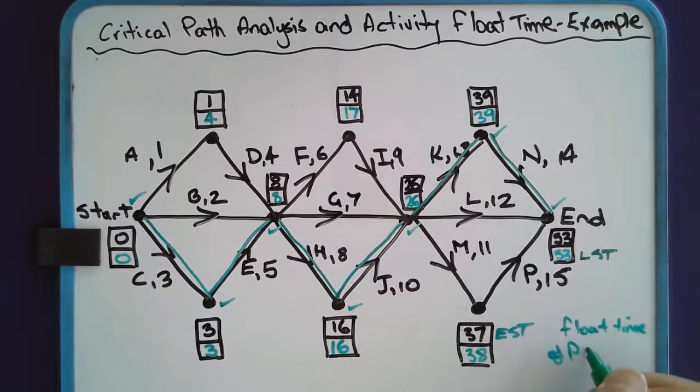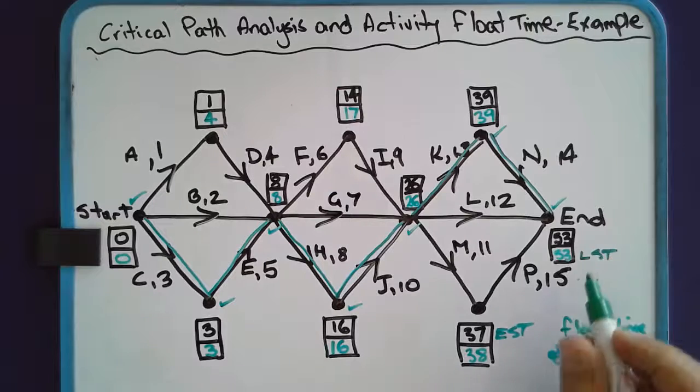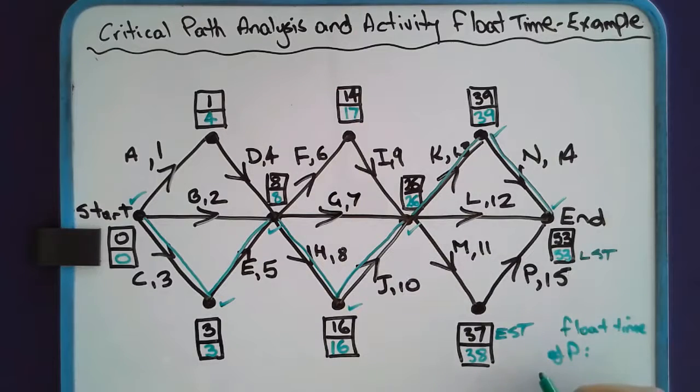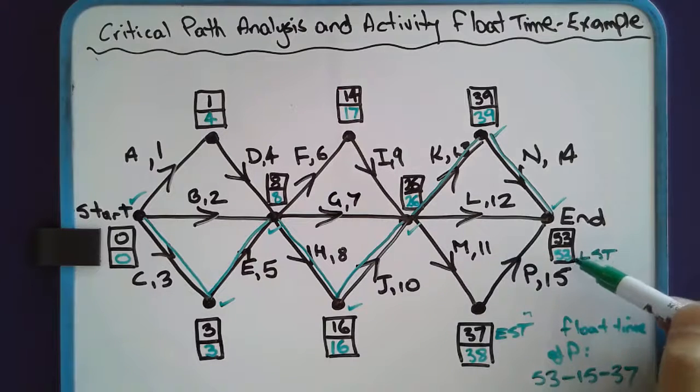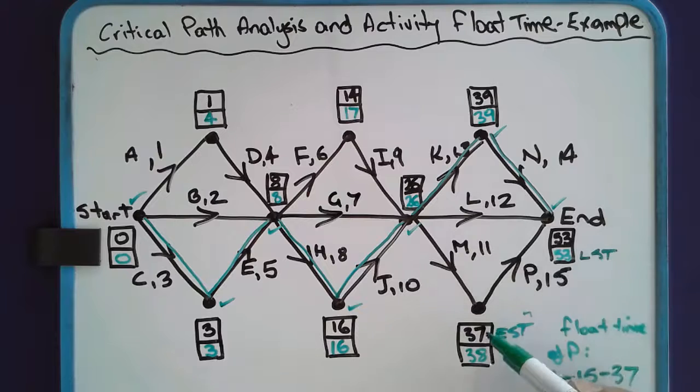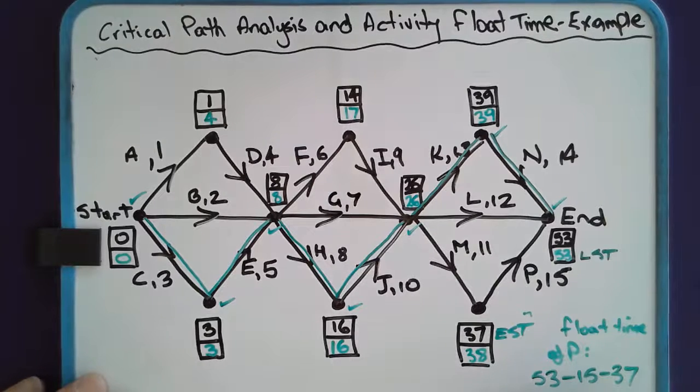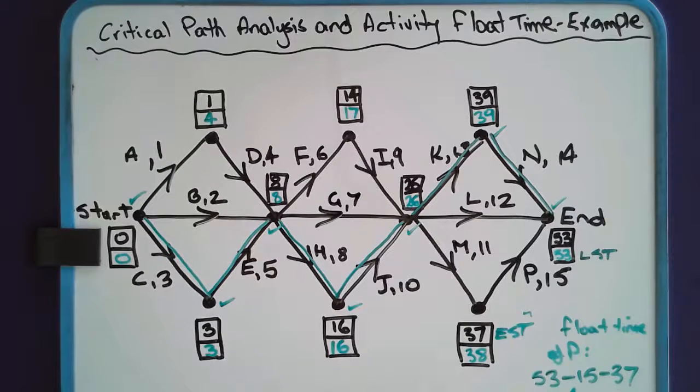So float time of P, okay. We take the LST, which is 53, minus the activity time, minus the EST, which is 37. Think of it as almost like a bottom box, activity time, top box, going backwards. So 53 minus 15 minus 37, if you work that out, should be 1, of course, and it is 1, and that makes sense. So the float time of P is 1.